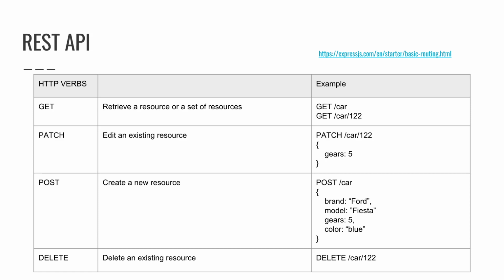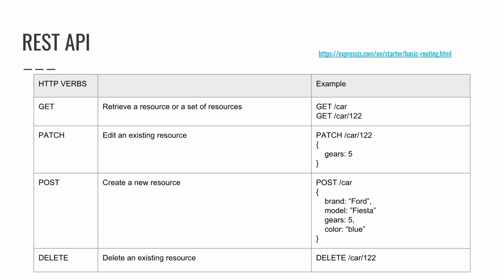Patch is for editing an existing resource. So if you already have a car and you want to, let's say, change the number of gears, you can give a subset of the model, and patch will write on top of what exists. So let's say you want to rename a customer, right? You will just send the name, and all the rest of the keys, all the rest of the object if you're talking in JavaScript terms, will stay the same, but the name will change.